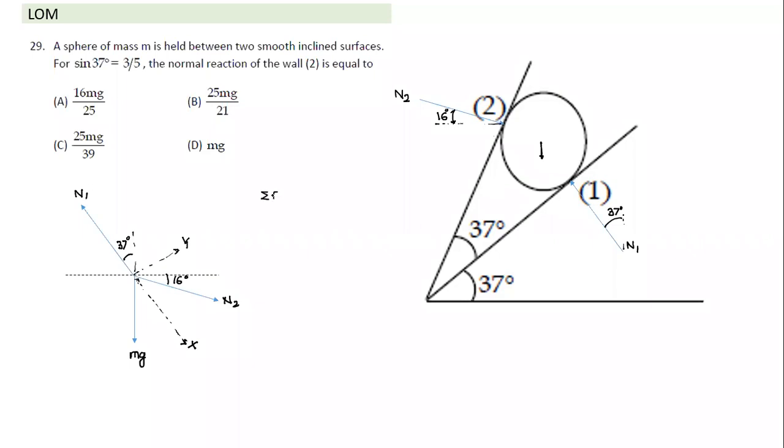Summation of forces in the Y direction is 0. In that case, N1 will not have any component. Since I have to find only N2, I am writing an equation so that N1 does not figure in my equation.